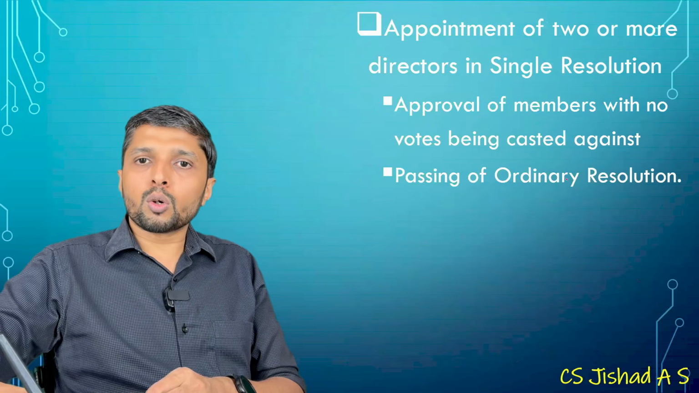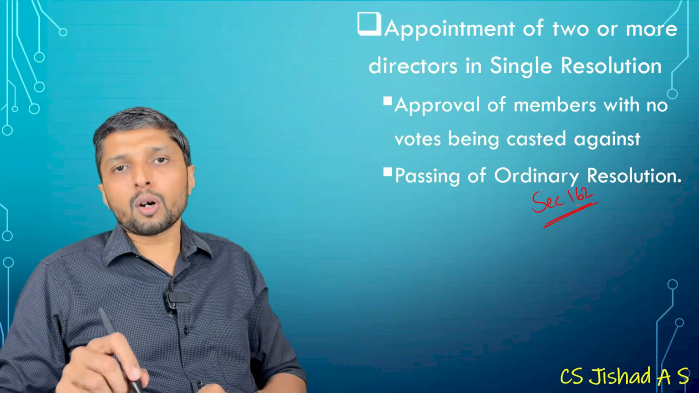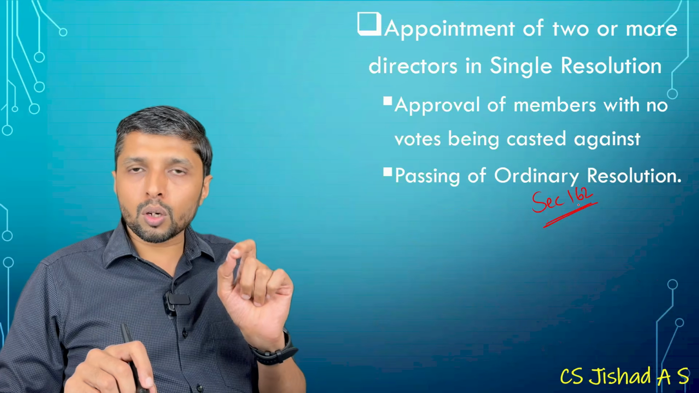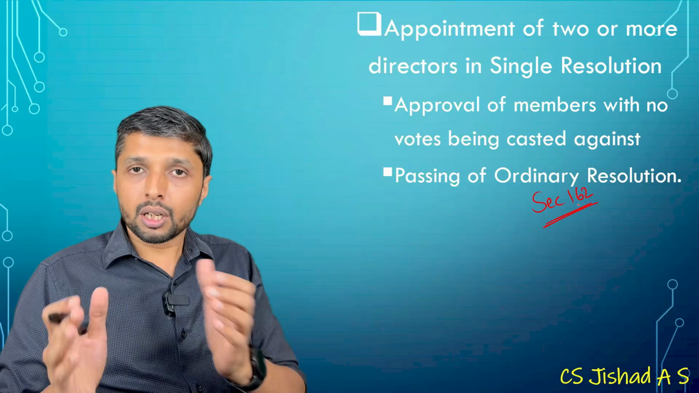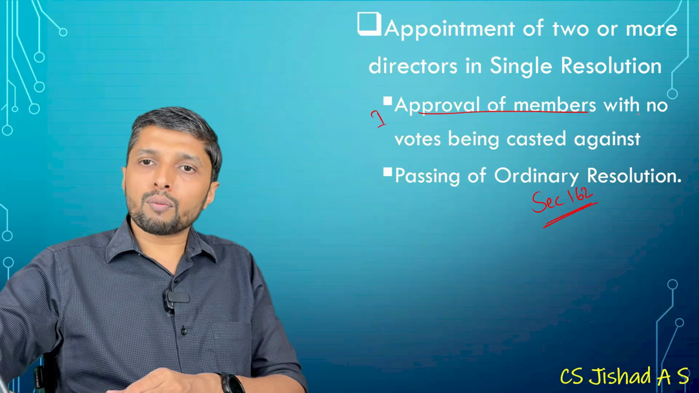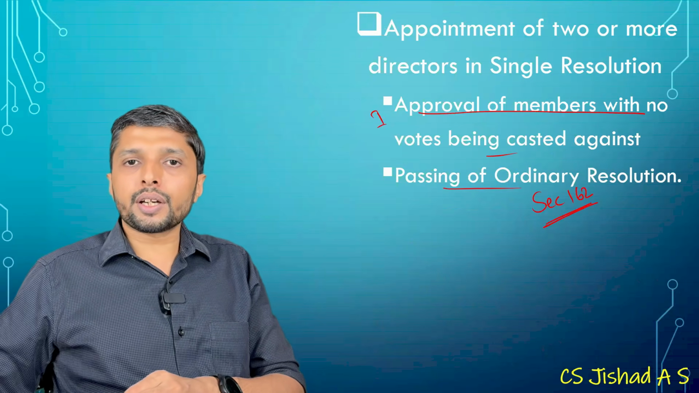Then appointment of 2 or more directors in a single resolution, section 162. This is not possible. In a general meeting, you cannot appoint 2 or more directors through a single resolution. You have to appoint them in different resolutions. But this is possible by complying with 2 steps. Number 1, approval of all the members with no votes being cast against, and passing of an ordinary resolution.